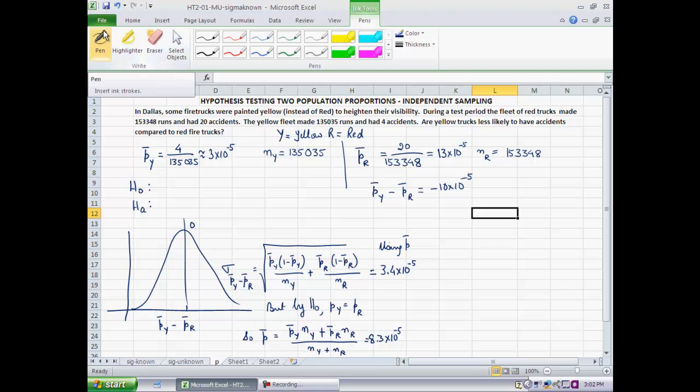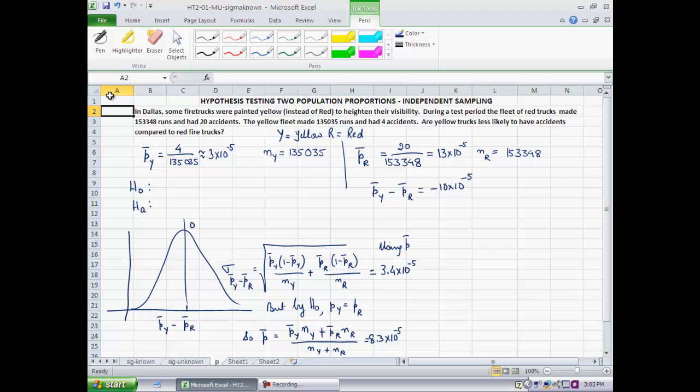In this segment, we'll work a problem on hypothesis testing involving two population proportions. So the problem setting is the following. In Dallas, some fire trucks were painted yellow instead of red to heighten their visibility. During a test period, the fleet of red trucks made 153,348 runs, and had 20 accidents. The yellow fleet made 135,035 runs and had 4 accidents. Are yellow trucks less likely to have accidents compared to red fire trucks?